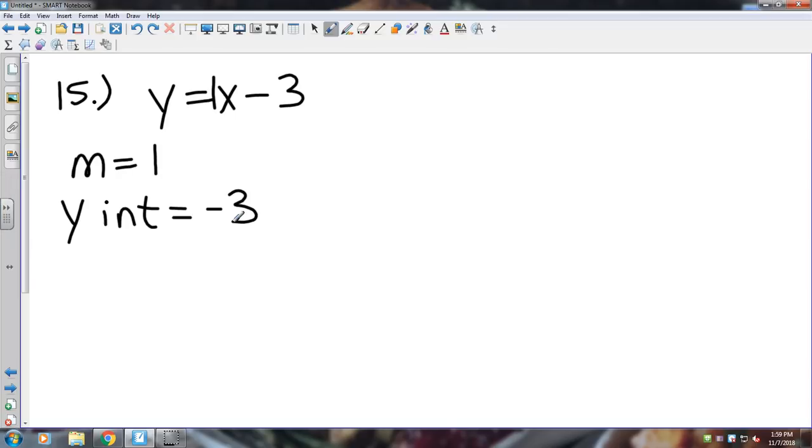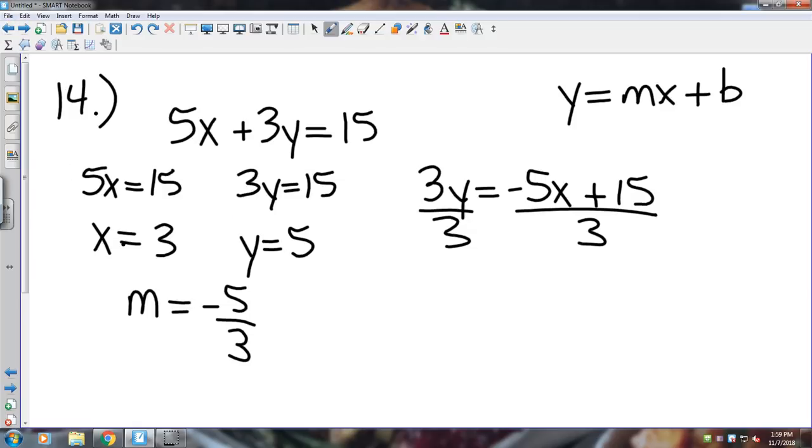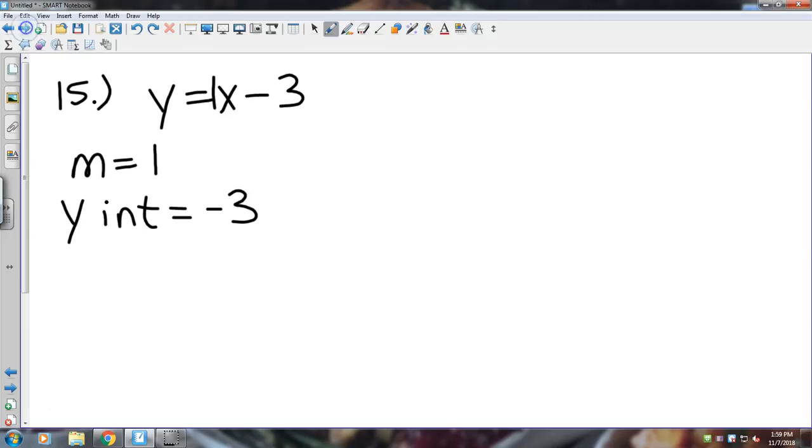Now, this is the one that's a little bit more difficult to find. Now I've got to find the x-intercept. Well, on the one we just previously did, the x and y's were on the same side. On the one we're doing now, the x and y's aren't on the same side. Could they be? Yep. How could I get that 1x to the other side? Subtract it. So wouldn't this look like y minus x equals negative 3?